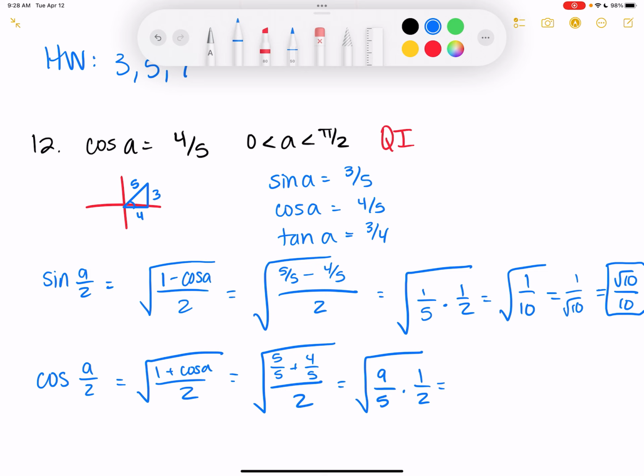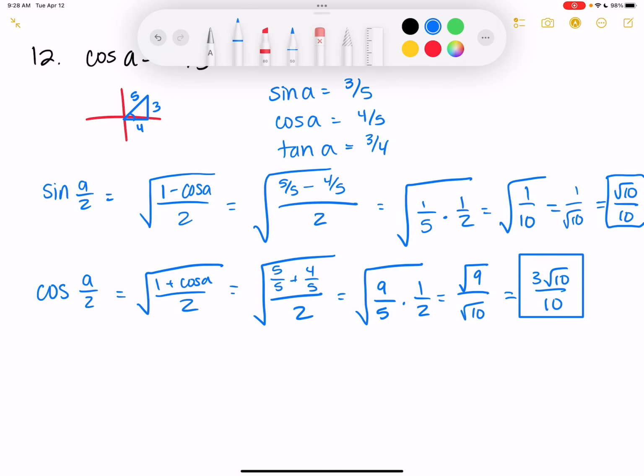So this is going to end up giving me, I'm going to go ahead and split my radical just to save a step. So it's going to be the square root of 9 over the square root of 10. So what's my final answer going to be? 3 root 10 over 10. Okay, so if you want to write out all the steps, completely fine. I'm just trying to save you a little bit of writing on stuff like that y'all have done for a while. All right, tangent of A over 2. Formula.